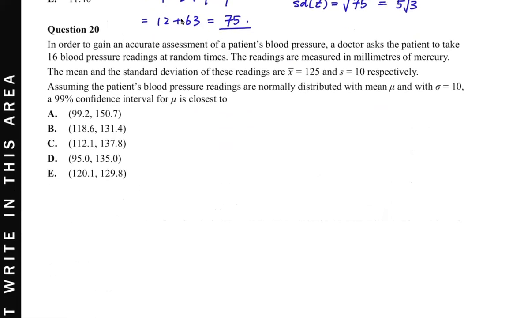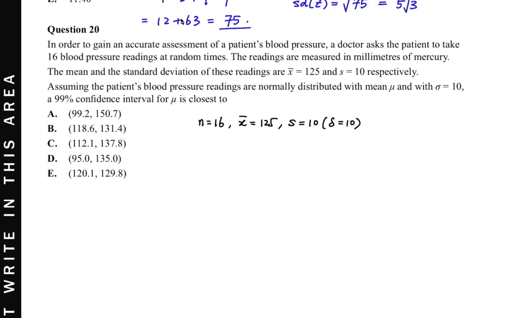Question 20. In order to gain an accurate assessment of a patient's blood pressure, a doctor asks the patient to take 16 blood pressure readings. N equals 16. The readings are measured in millimeters of mercury. The mean and the standard deviation of these readings, X bar is 125, and S is 10. And also sigma is 10. Assuming the patient's blood pressure readings are normally distributed with mean mu and standard deviation sigma equals 10.